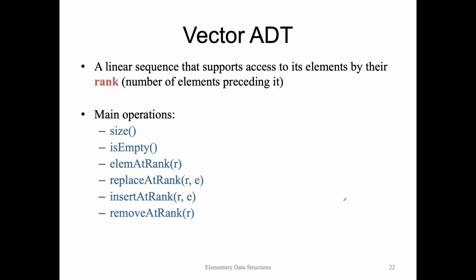So a vector stores arbitrary objects based on their rank. So rank here is the number of elements which precede an item. So let's say we had a vector that had a few items in it. Let's say this was the first item, the second item, third, and fourth item. Okay. So the rank of A would be 0 because there's nothing that comes before it. The rank of B would be 1 because it has one item coming before it. The rank of C would be 2, and of D would be 3.